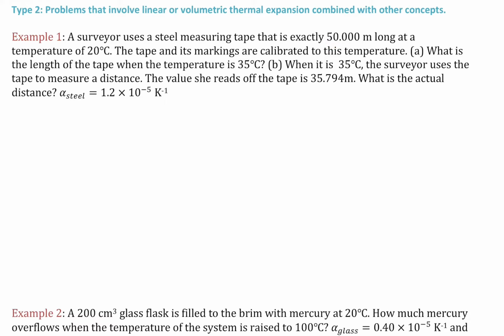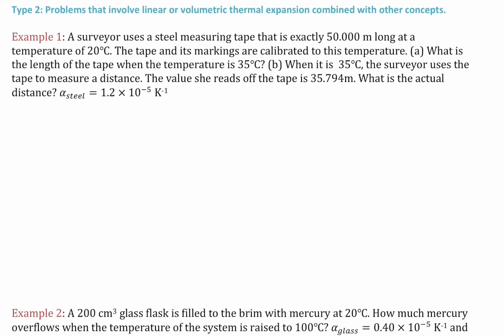Okay? Anyway, so that is the length of this steel measuring tape at exactly 20 degrees Celsius. So that means that basically this tape was calibrated to be used at 20 degrees Celsius. And for very accurate tools, that's a common idea. But now we're going to use it out of its operating temperature range, but we're going to account for it. So the tape and its markings are calibrated at this temperature. What is the length of the tape when the temperature is 35 degrees? So what happens when you use it at 35 degrees?